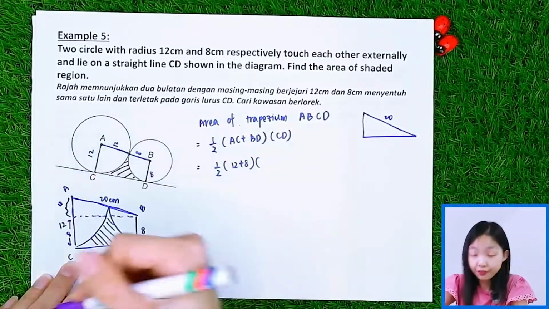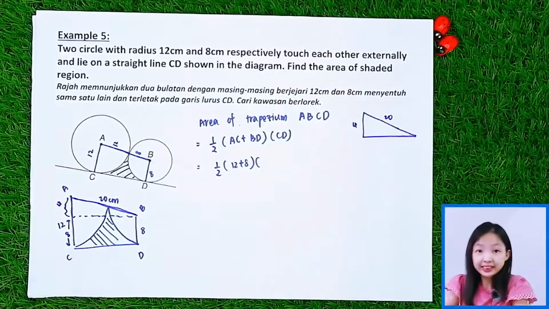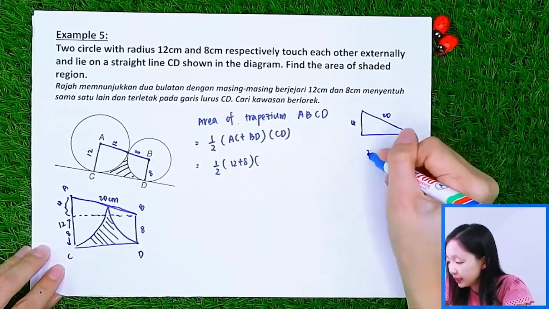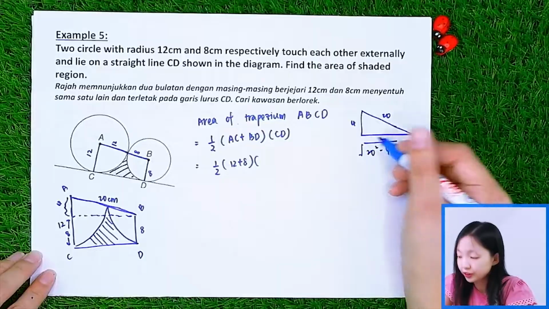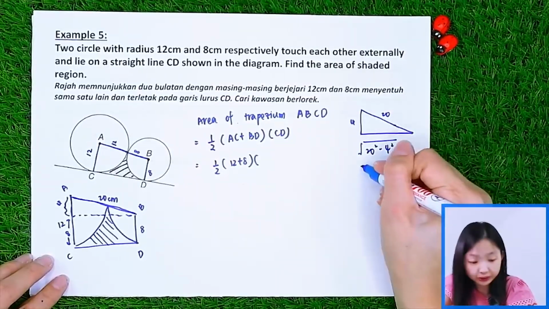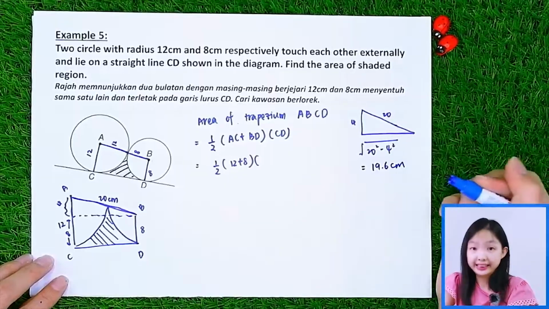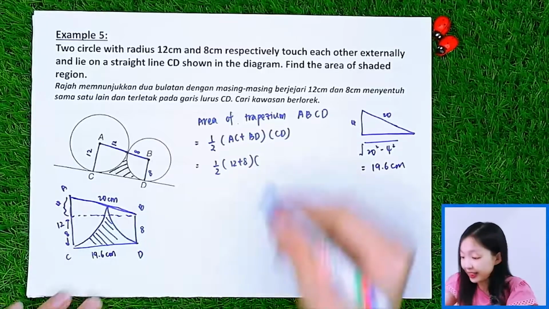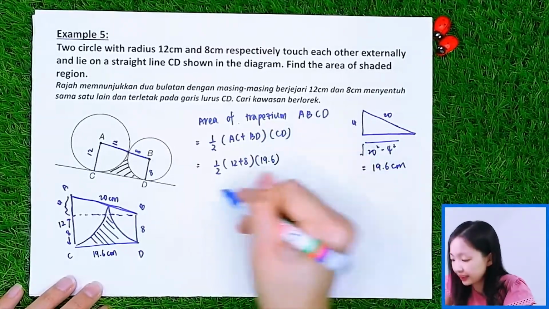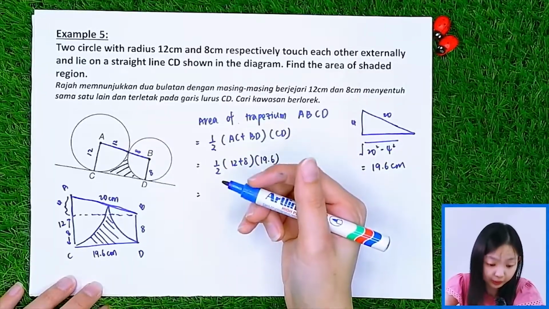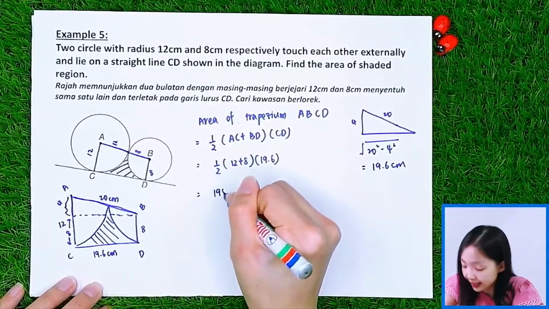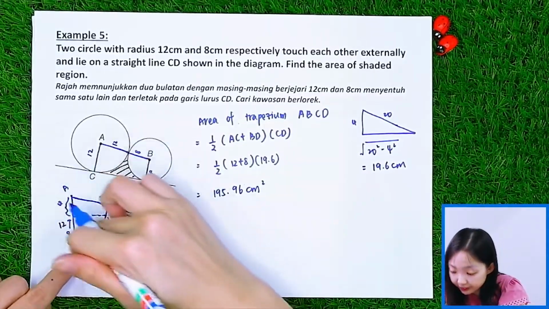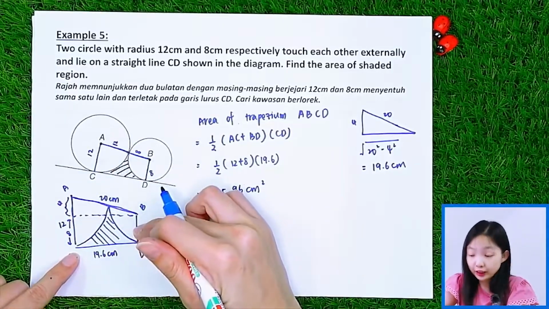So here is 4. Can we know how long is here? Yes, by using Pythagoras theorem. Pythagoras theorem tells us 20 squared minus 4 squared. So the square root of 20 squared minus 4 squared is equal to 19.6 cm. So I know that CD is 19.6 cm. So I substitute 19.6 here. Now we can find my area of trapezium is equal to 195.96 cm squared.